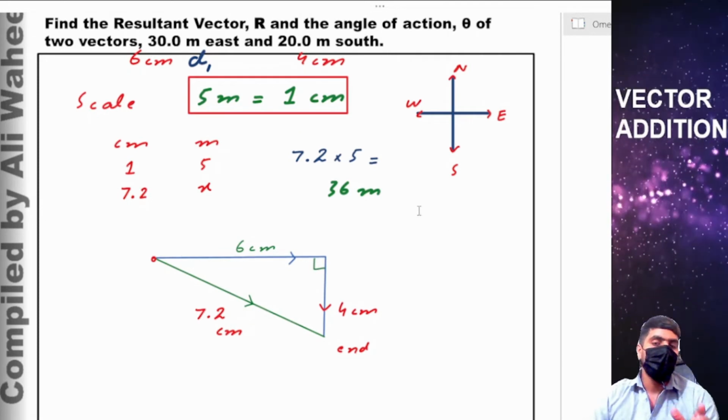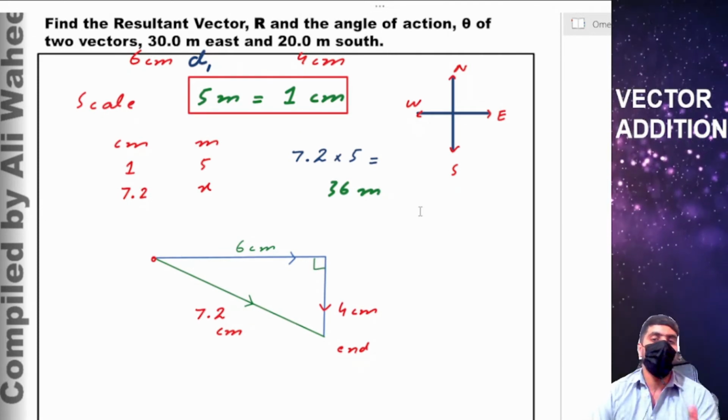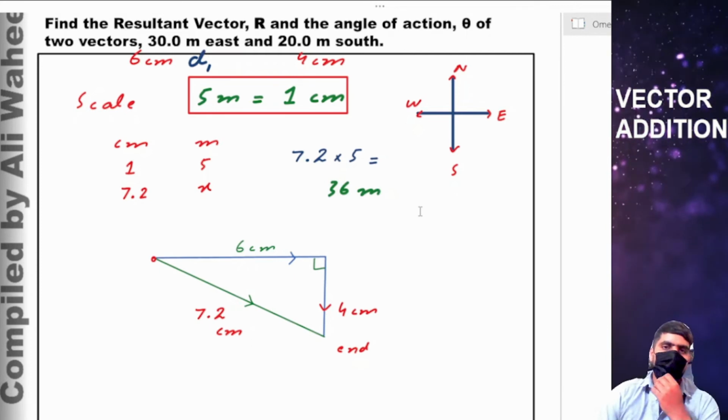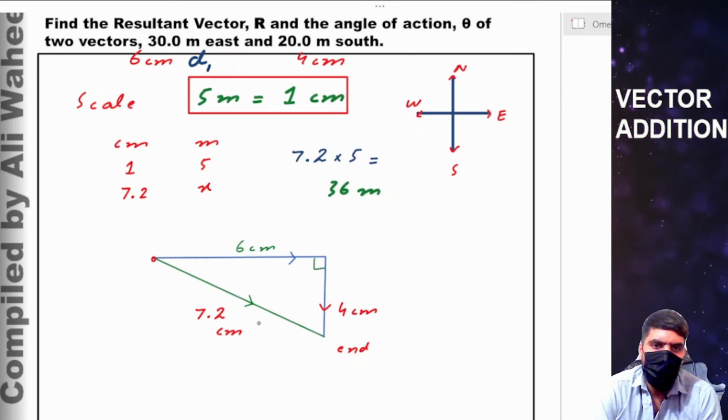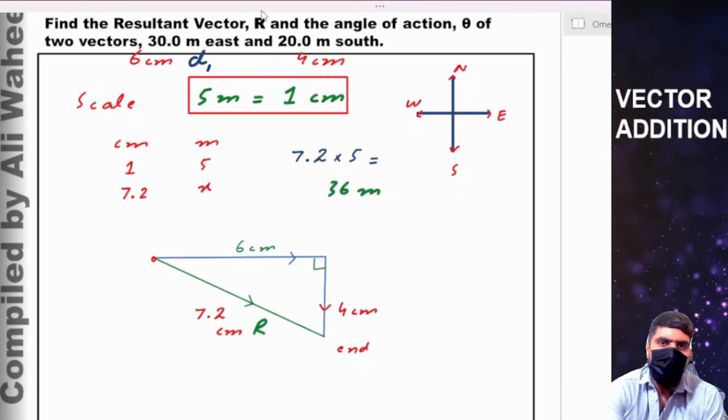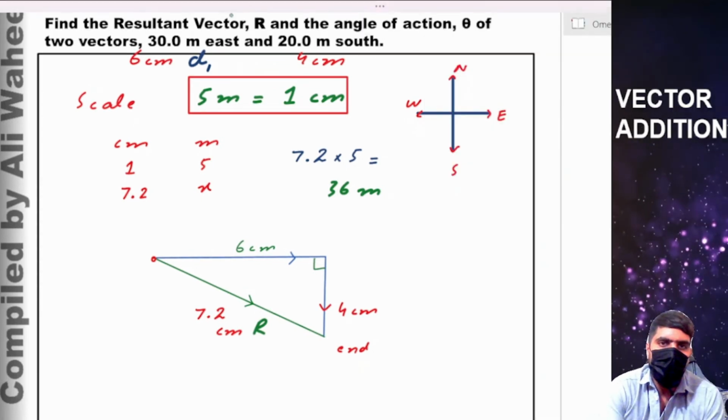That is the resultant, that is the magnitude of your resultant vector r. All right, this one you can represent by r because they stated over here the resultant vector, you can call it r.